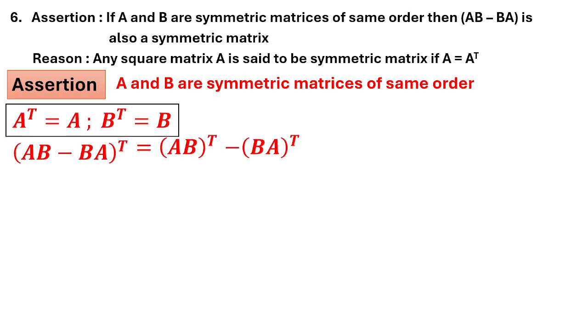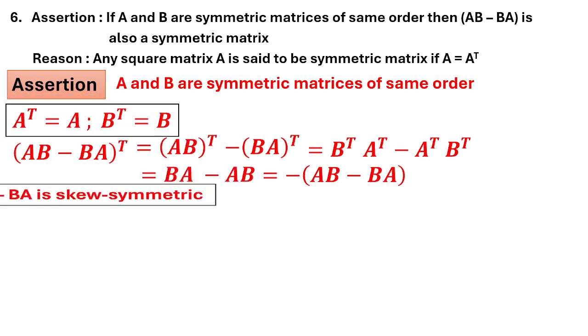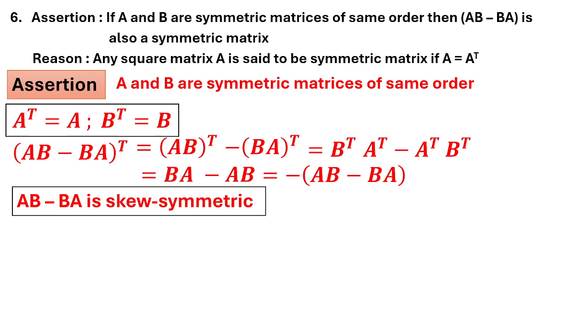Let us see. All of you know that by the property, AB transpose is B transpose A transpose. BA transpose is A transpose B transpose. Now I am substituting. B transpose is B, A transpose is A. I take minus sign outside. It is not symmetric. It is skew symmetric. Now you can take this as a result also. It will be useful to you. If A and B are symmetric, AB minus BA is skew symmetric.